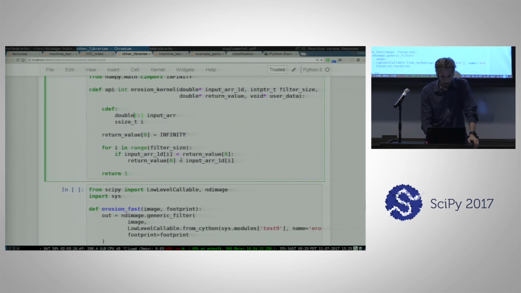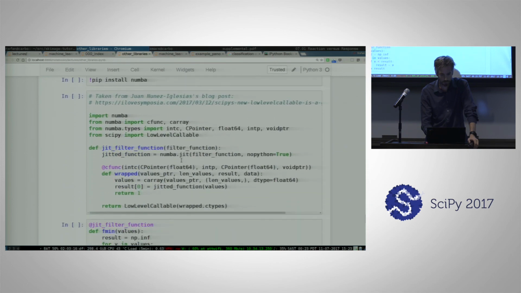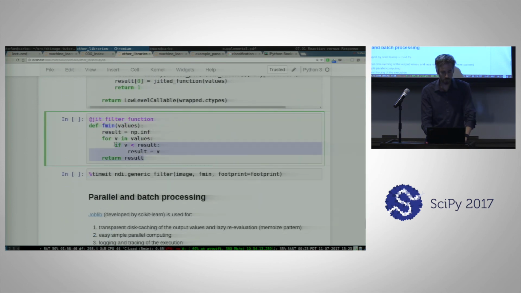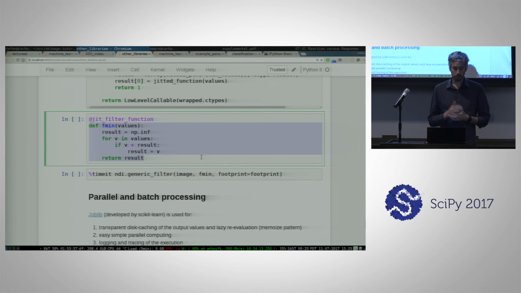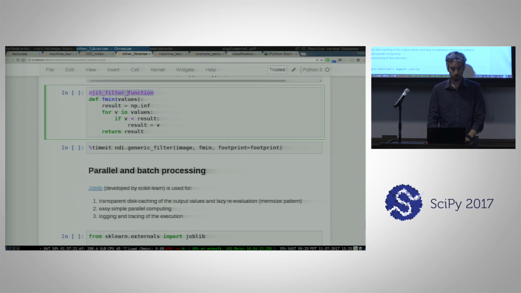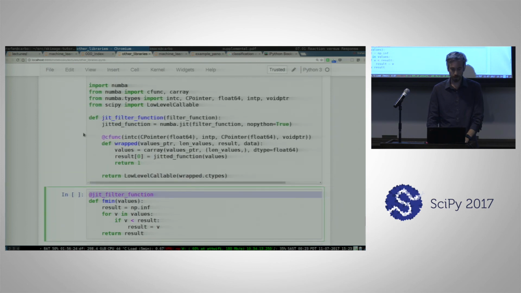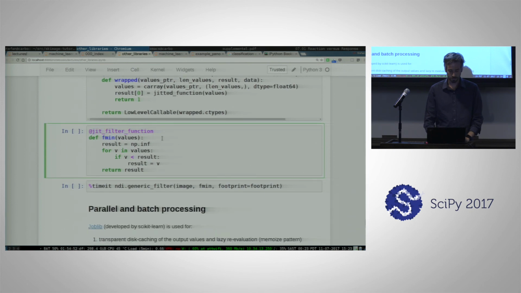I'll also show you the Numba version of that, which is quite beautiful. It's literally just for all the values inside of my window, calculate the minimum value and return it. And you have to decorate it with this function that Juan wrote. That's a bit uglier, but you can hide that away in a corner somewhere and just call it like this. Anyway, you can get speed-up improvements that put you in line with ndimage, which was written in C, and now you can write Python code that performs at the same speed.